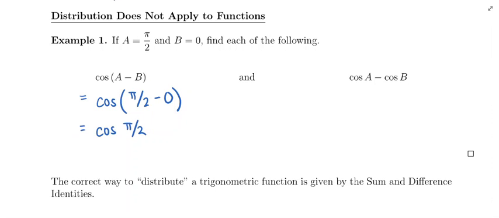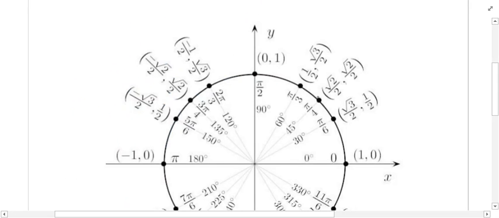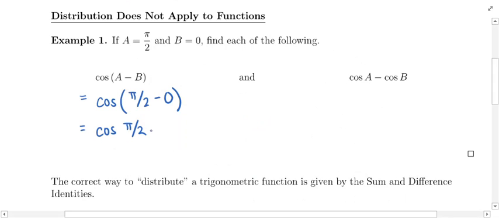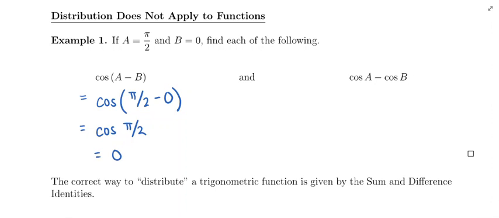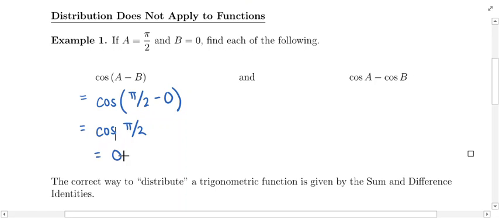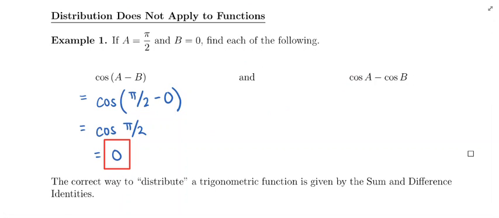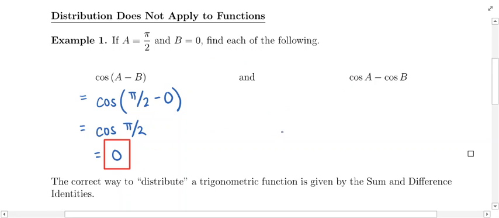Okay, so remember what the cosine of pi over 2 is. If I just go to my unit circle, find pi over 2, find the point that corresponds to pi over 2, the x-coordinate is 0. So the cosine of pi over 2 is 0. That means this expression, the cosine of a minus b, is equal to 0. Now I'm going to take a look at this other expression, which is different. This time it's the cosine of a minus the cosine of b.